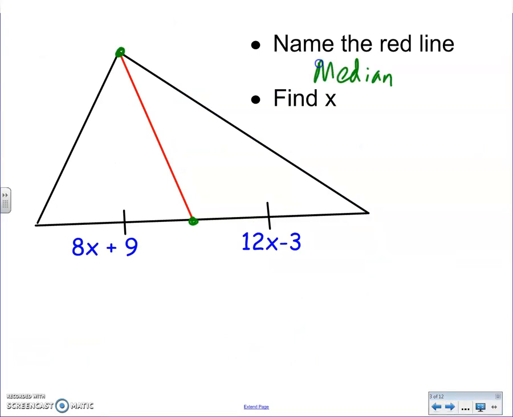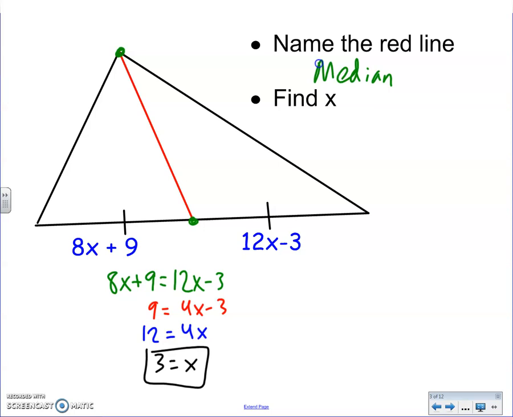You'll be able to define the term and then also do some math. If you see medians, that's involving midpoint. Midpoint, you know, side equals side. So this left side, 8x plus 9, equals this right side, 12x minus 3, because that's the middle. Basic algebra, subtract 8x, so 9 equals 4x minus 3. Add 3 to both sides, 12 equals 4x. Then divide by 4, 3 equals x.